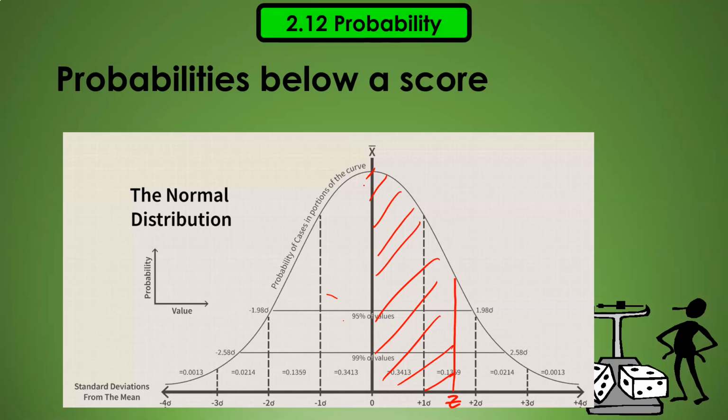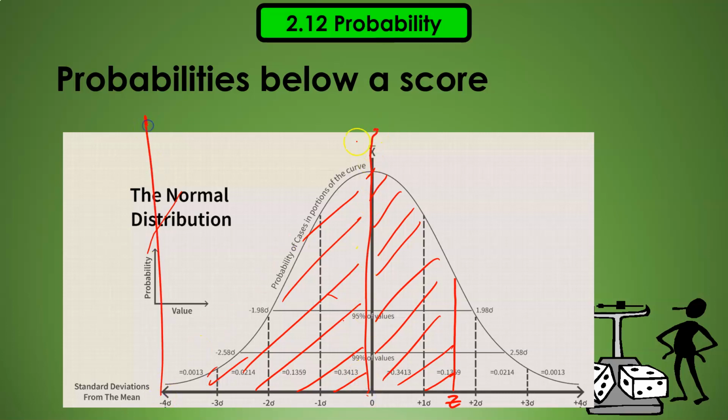But if you think about what we mean by below a score, we actually need to include all this area as well. This area from here to here represents half of the data, so the probability that it's in that is 0.5.